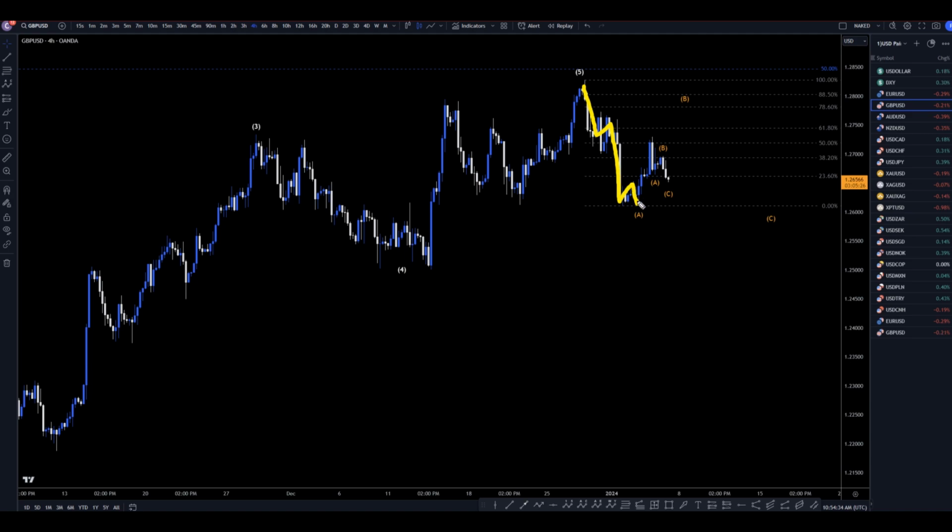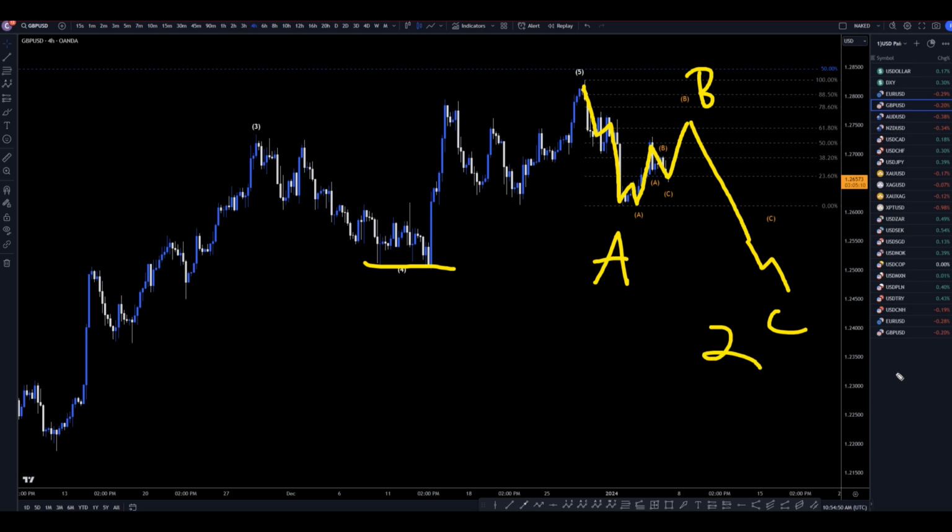This first push down is probably an A. This is probably making an A, B, C of B, and I bet it's going to push down again for a wave C. I think that it should push down at least to take out these lows, so it's probably going to end up looking something like this to complete that A, B, C of probably wave 2.